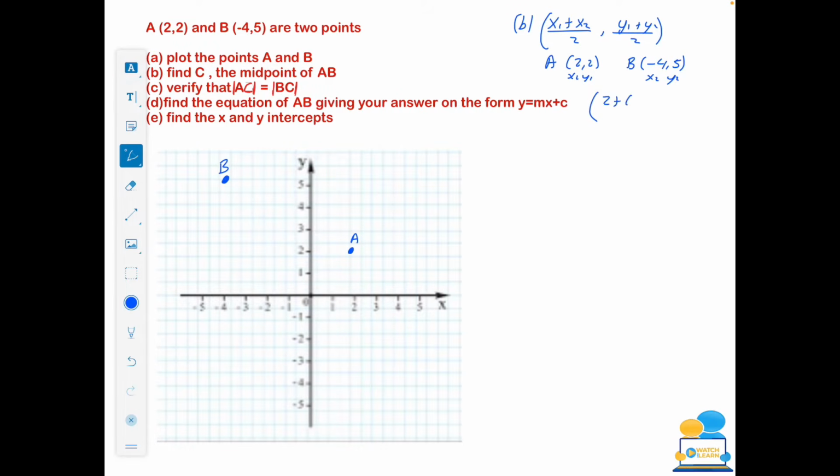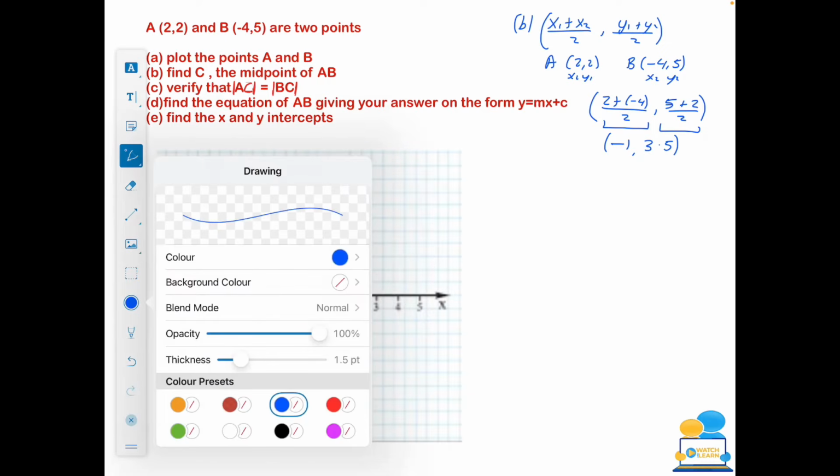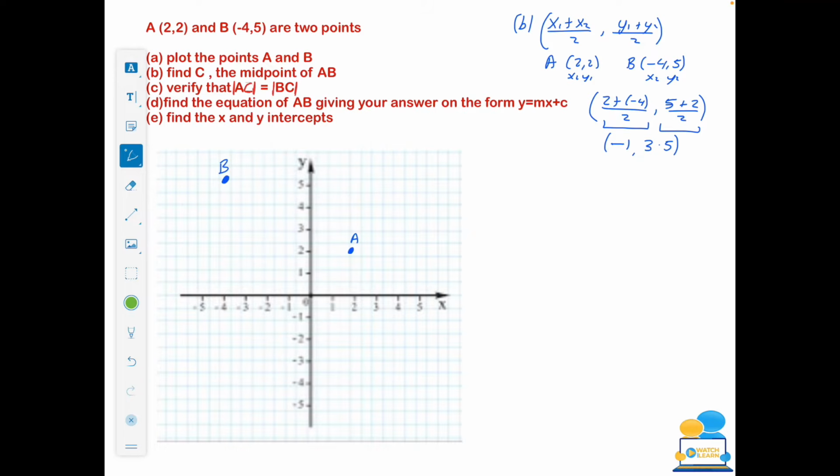So we have x1, which is 2, plus x2, which is minus 4, all over 2. And we have y2, which is 5, plus y1, which is 2, all over 2. I'm going to put this into my calculator exactly the way it is there, and I'm going to get out minus 1. And I'm going to put the second part into my calculator. I'm going to get out 3.5. Easier to change to a decimal here because I'm going to plot it. So I'm going to plot my point C here, (-1, 3.5), which will be there.